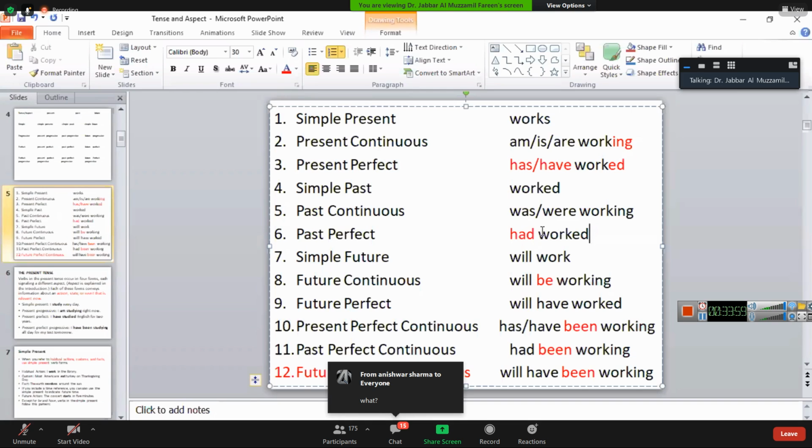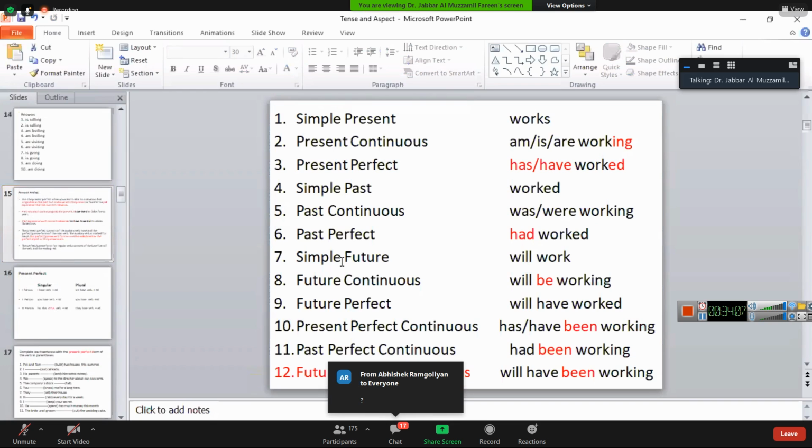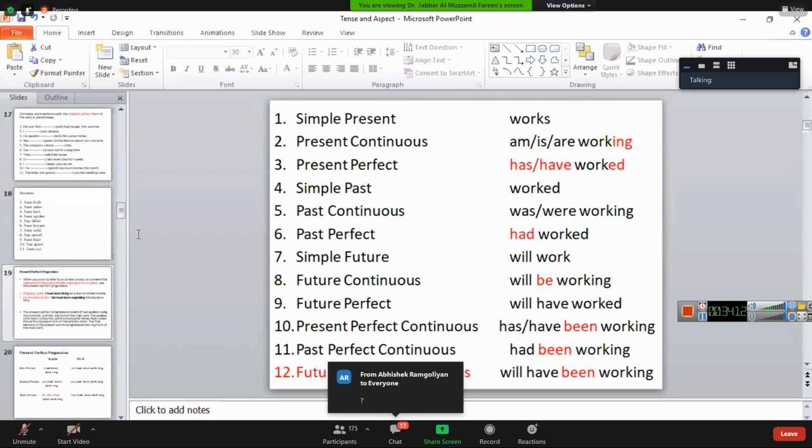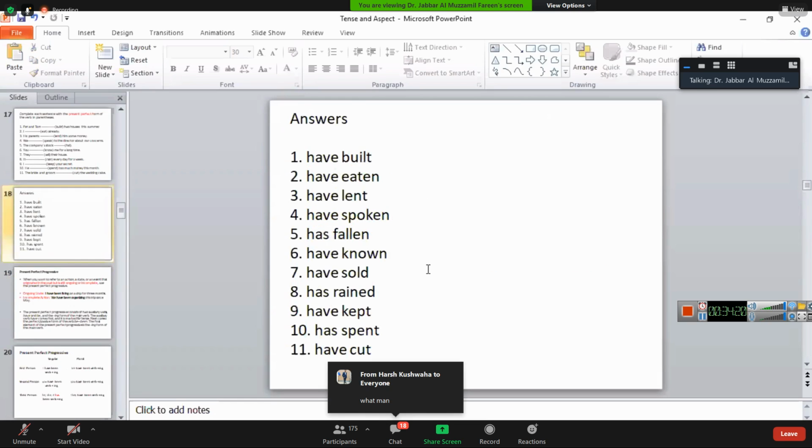Okay, so one of the students was asking me about an exercise where it is probably present perfect or past perfect. I don't know. If you have got some problem with present perfect, please ask me. Somebody was asking, I don't know his name.